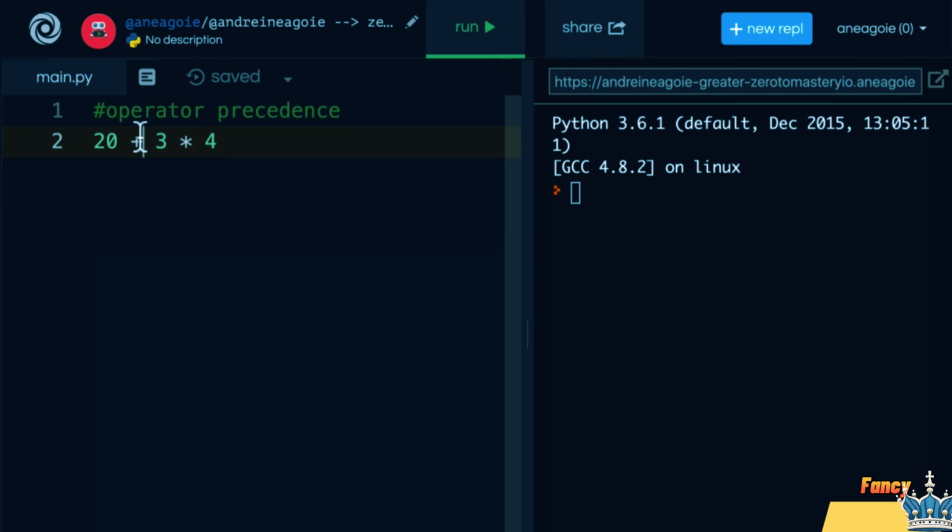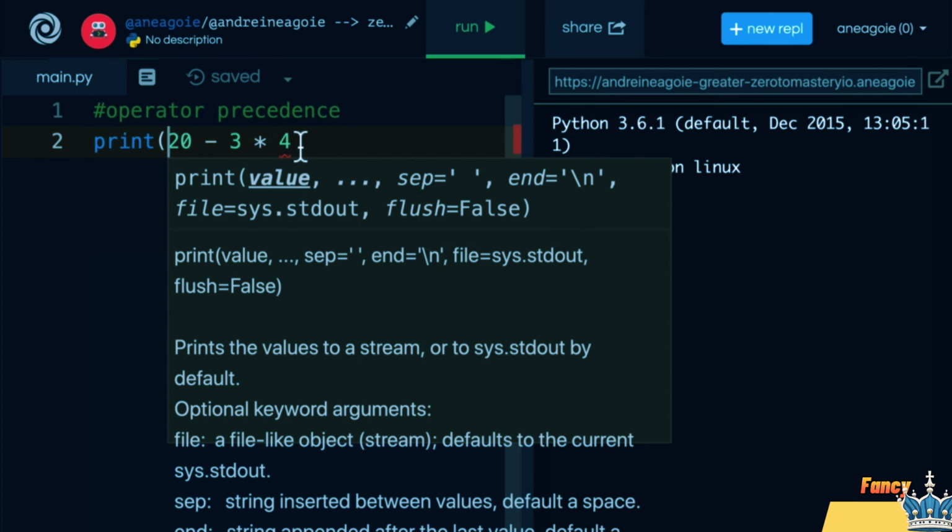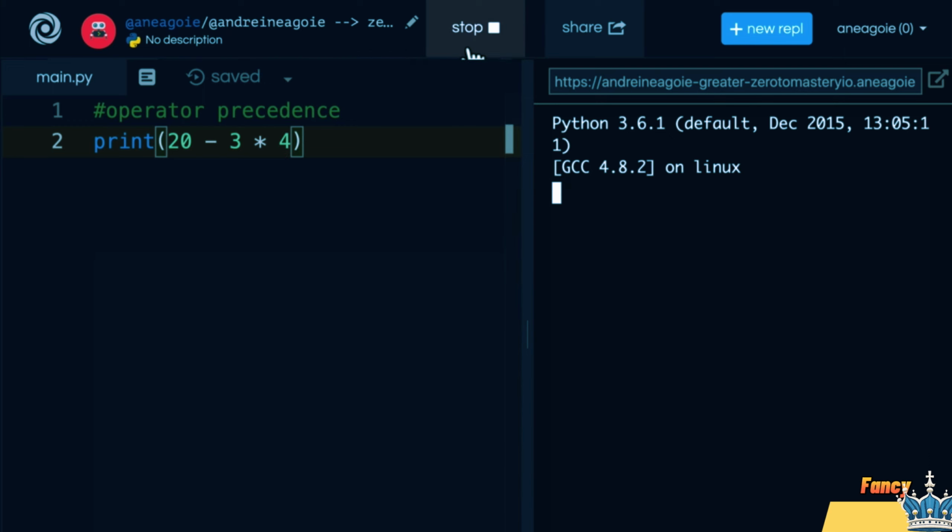For example, if I do 20 minus 3 times 4 here, and let's print this out, click Run, I get 8. Because 3 times 4 gets evaluated first, which equals 12, and then subtracted from 20. It's not that this goes first and then we multiply 17 by 4.